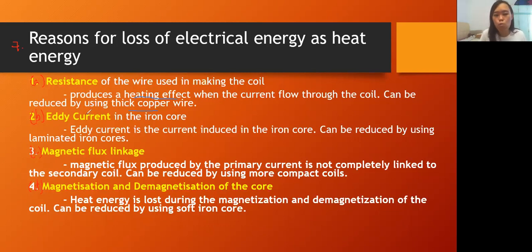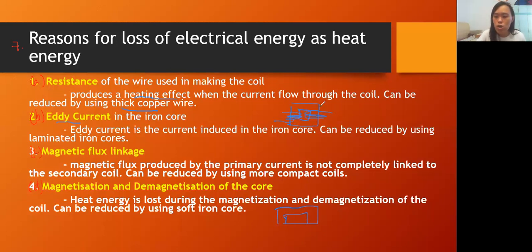Okay, another one will be eddy current. Eddy current is the current induced in the iron core. As you know, we have this one. This is the core, okay, this is the core. Then we have the primary, then we have the secondary.